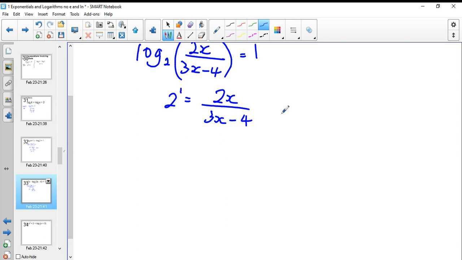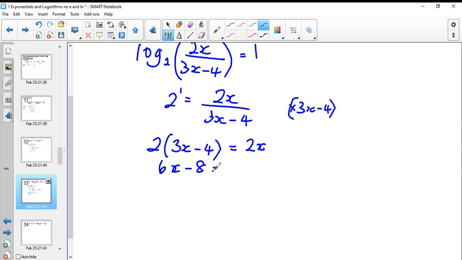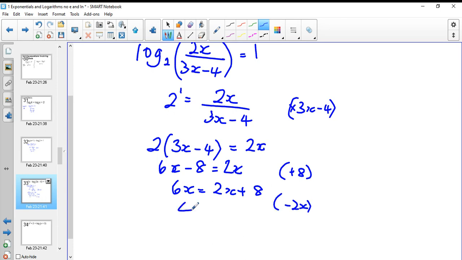So we get the 3x minus 4 off the bottom by multiplying by 3x minus 4. So we've got 2 times 3x minus 4 equals 2x. 6x minus 8 equals 2x. If I add the 8, 6x equals 2x plus 8. Take the 2x, 4x equals 8, which means x must be 2.